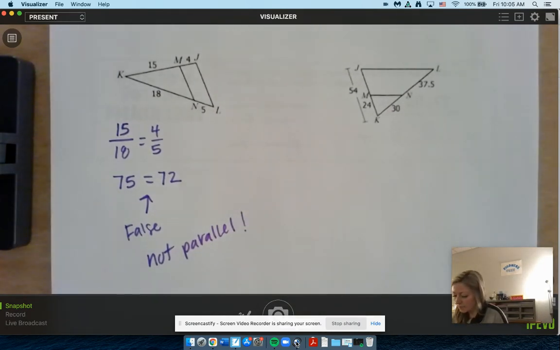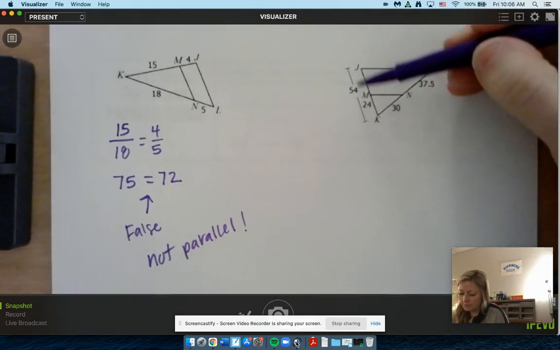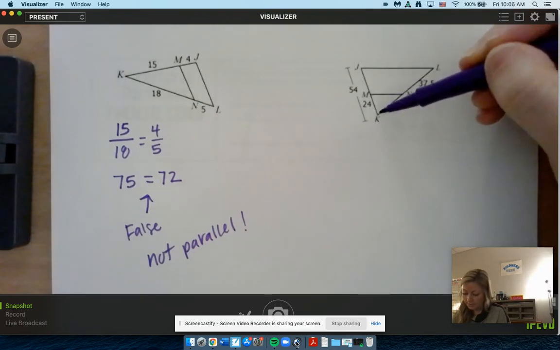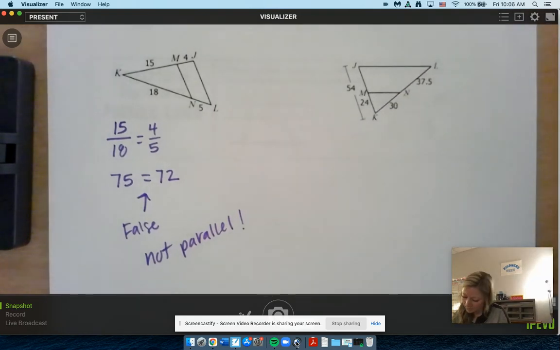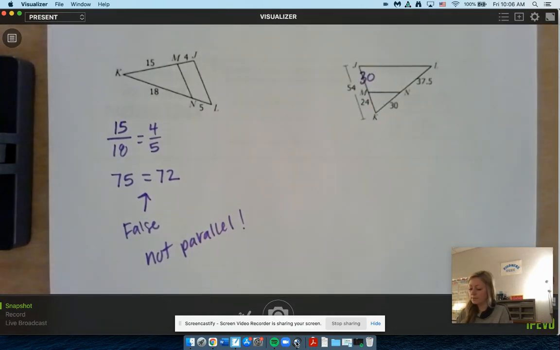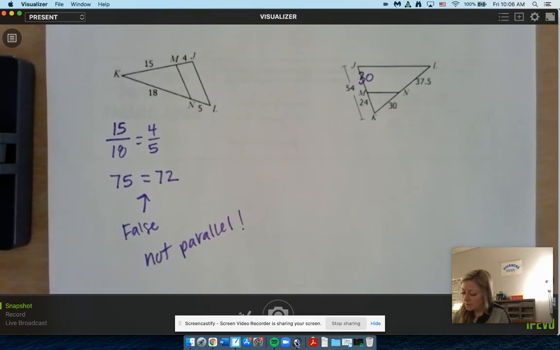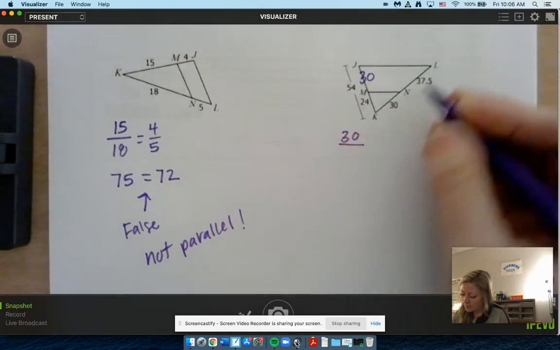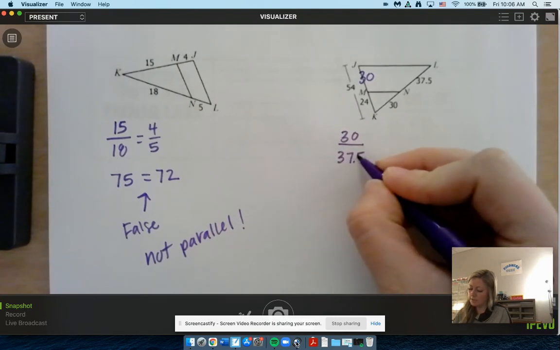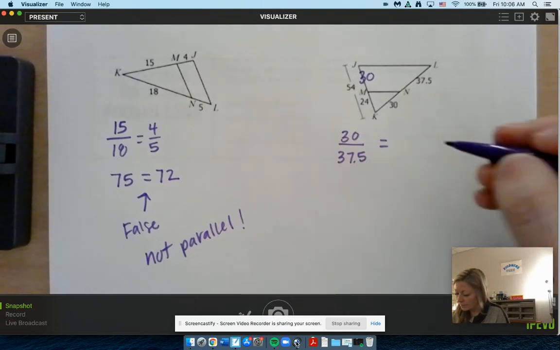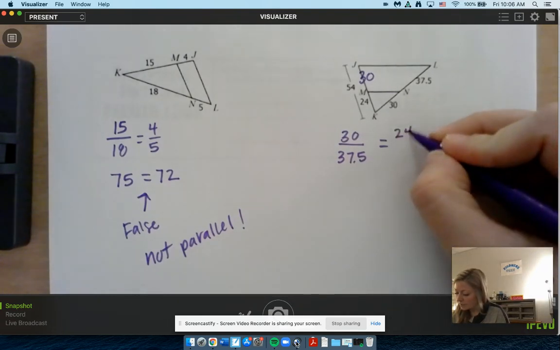Okay, let's try another one here. This time they give us the whole side, 54. Up to M is 24. So what's left over of our 54? Well, that would be 30. And now again, we can simply set up our proportion. So 30, what does it match on the other side? It matches 37.5 is equal to, now come back to the side with 30 on it. That matches 24 over 30.